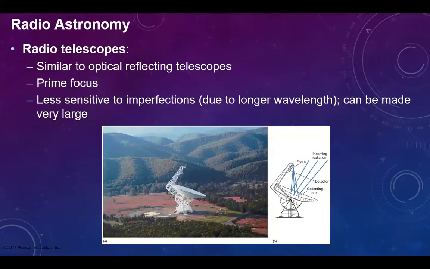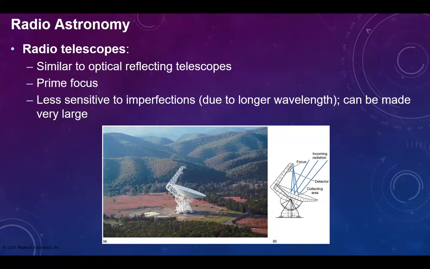So radio telescopes are very similar to optical reflecting telescopes. They have a large mirror, the dish. They tend to be prime focus, because the detector doesn't need to be huge, and radio mirrors are sort of big and awkward, so it's easier just to put a detector at the right place out on an arm, as you can see here. So this is the mirror, this is the focus.